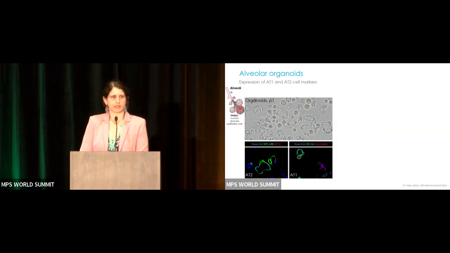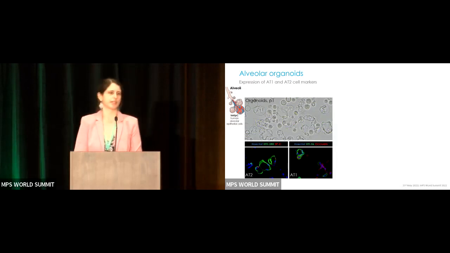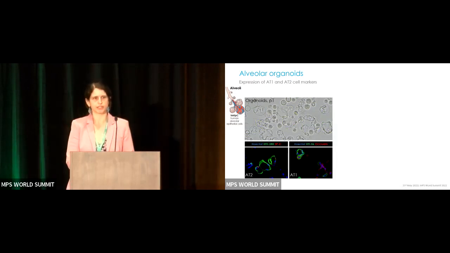So we started by deriving the organoids, which was the first step of this project, because we have a source of very high quality primary alveolar epithelial cells, and we started to optimize organoid culture conditions for this cell type. So we isolate them from the alveoli of donors. And as you can see, putting them into culture, they start to form organoid structures within a few days. And we also saw that they express typical type 1 and type 2 alveolar epithelial cell markers.